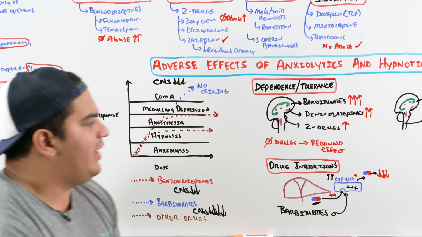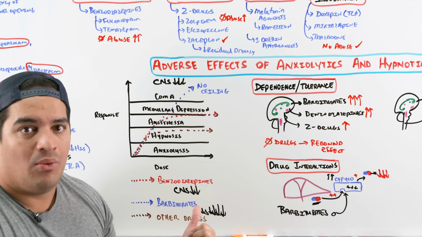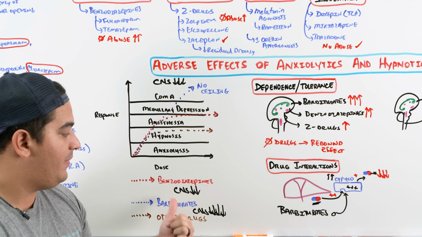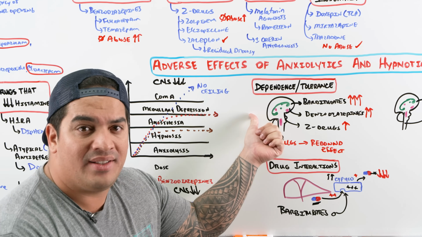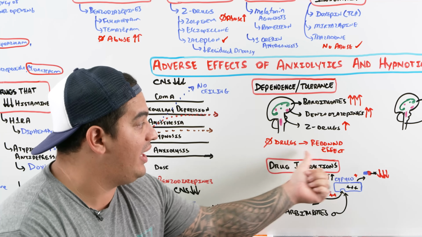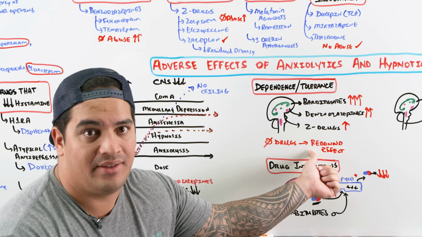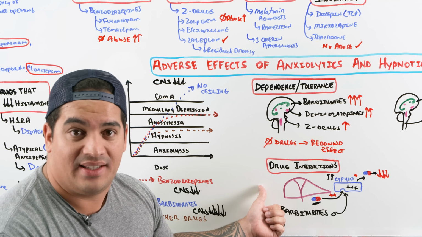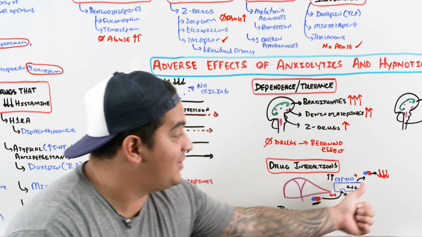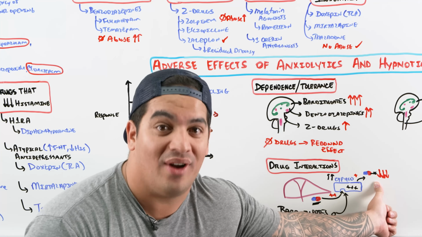All right? So again, to really highlight the reason why we stay away from barbiturates is because they have massive CNS depression. They have a high degree of dependence and tolerance, and if you discontinue them abruptly, they can develop a very profound rebound effect. And they have very significant drug interactions by acting as a cytochrome P450 inducer and producing subtherapeutic drug levels of other drugs.